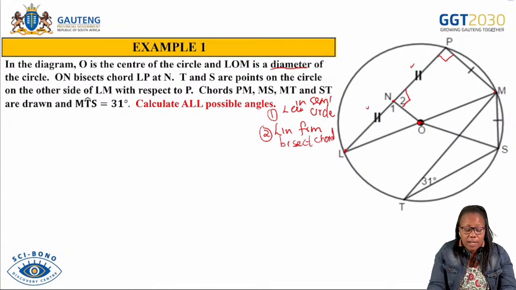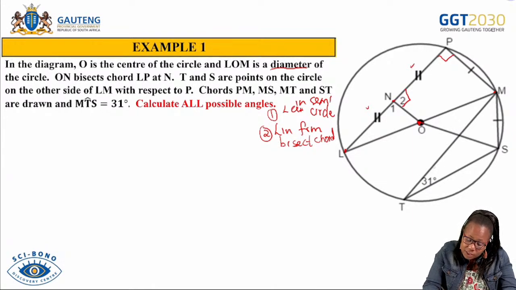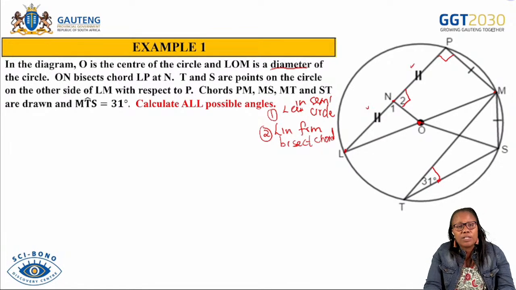Okay, and then now T and S are points on the circle on the other side of LM with respect to P. There is nothing coming out of that one. And then we have chord PM, chord MS, chord MT, chord ST drawn, and MTS is equal to 31 degrees. Angle MTS is 31. There we are, grade 12, we have our angle there at 31 degrees.